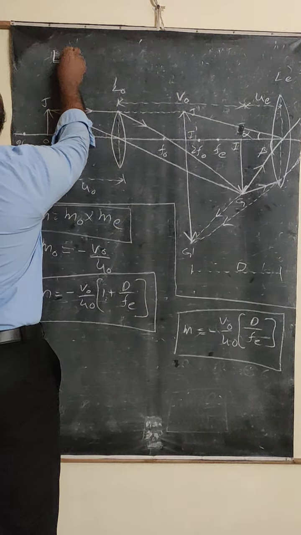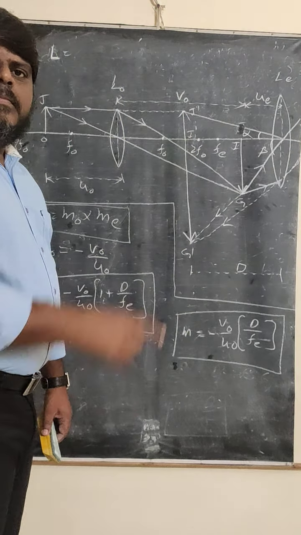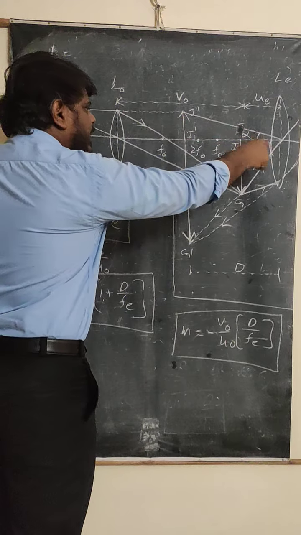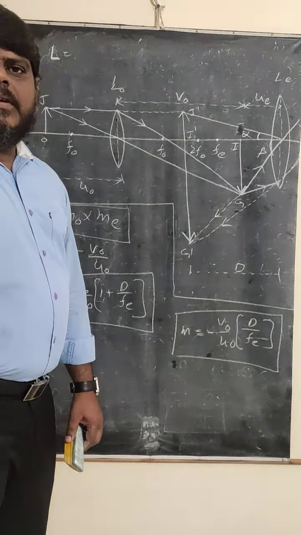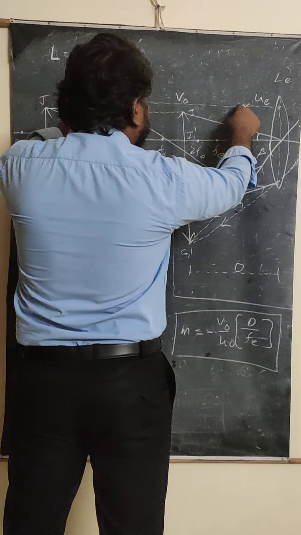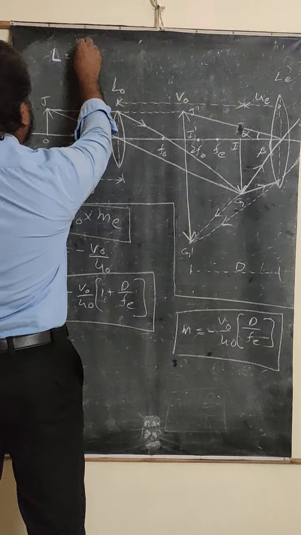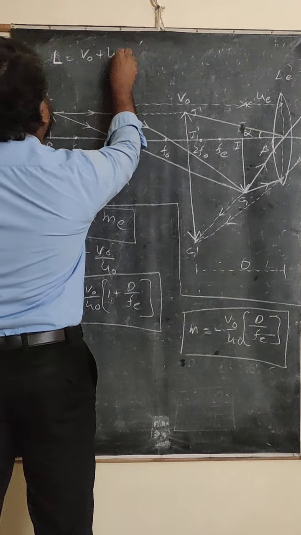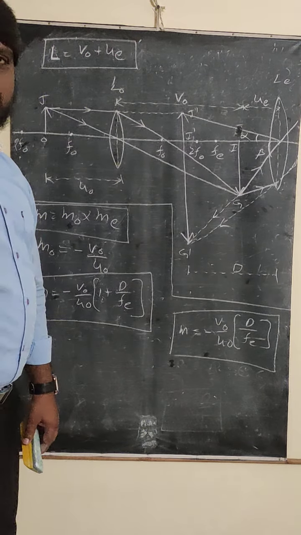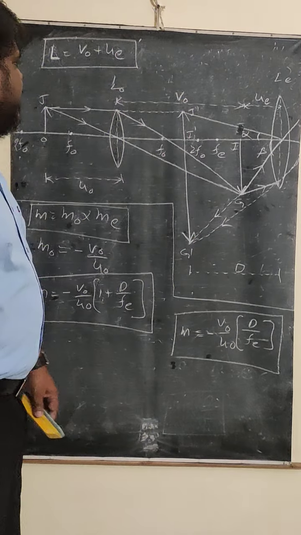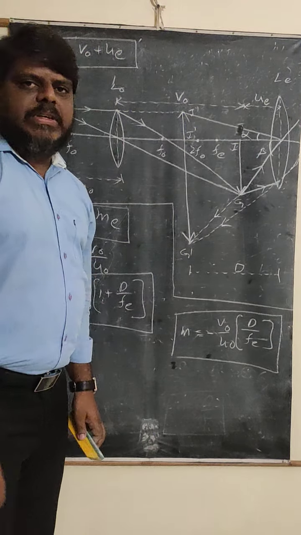Length of the microscope can be represented by L. It is the distance between the objective lens and the eye lens, the distance between these two. Can you find out the length between them? From this point to this point, V naught. From this point to this point, it is UE. That means L is equal to V naught plus UE. This is the length of the microscope in the case of near point adjustment.